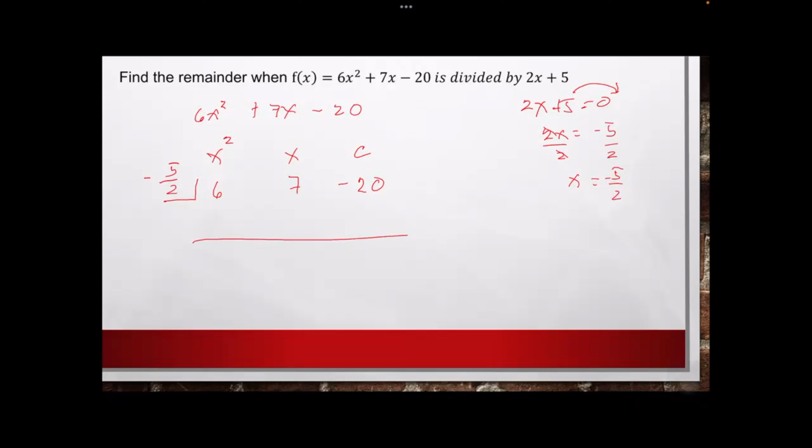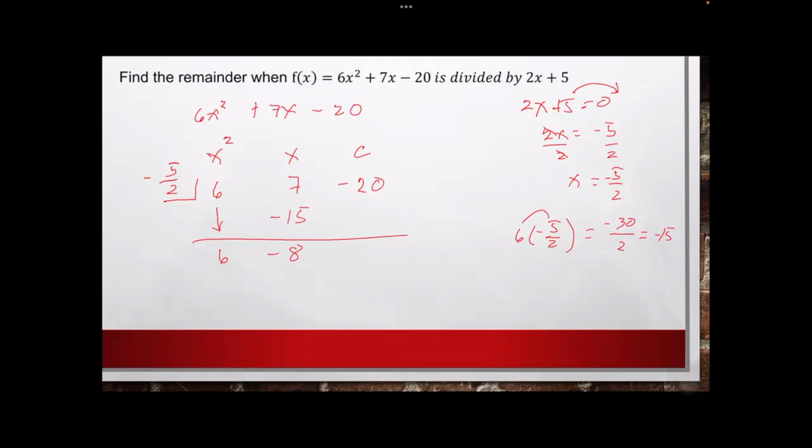So, yun yung ilalagay natin dito, negative 5 over 2. Then we bring down 6. Then, multiply tayo: 6 times negative 5 over 2. 6 times 5, this will be negative 30 over 2, which is equal to negative 15. Ito yung ilalagay natin dito, negative 15. Then, 7 plus negative 15. What is 7 plus negative 15? This is negative 8.